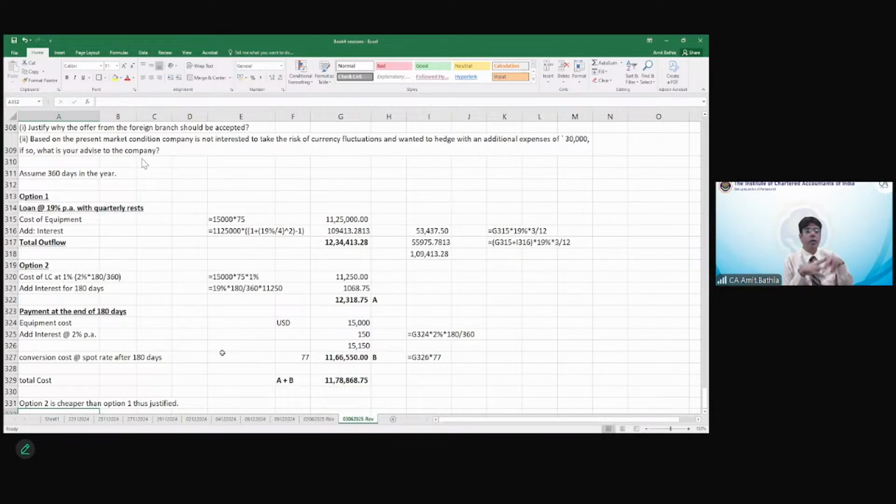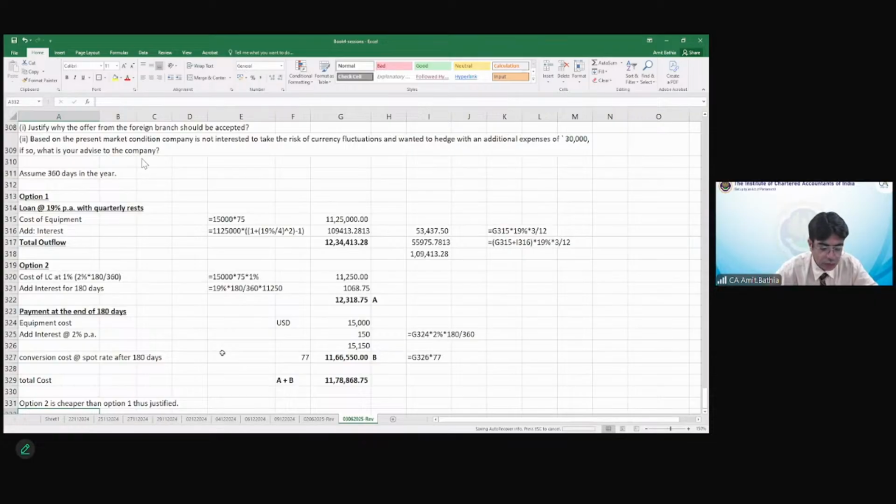All right. Now, second part. Based on the present market condition, companies are not interested in taking the risk of currency fluctuations and want to hedge with an additional expense of 30,000. If so, what is your advice to the company?